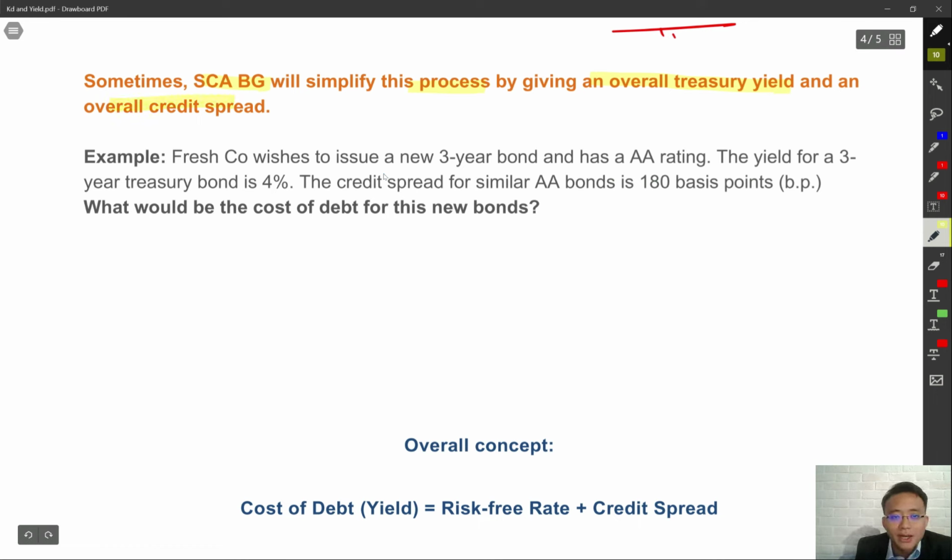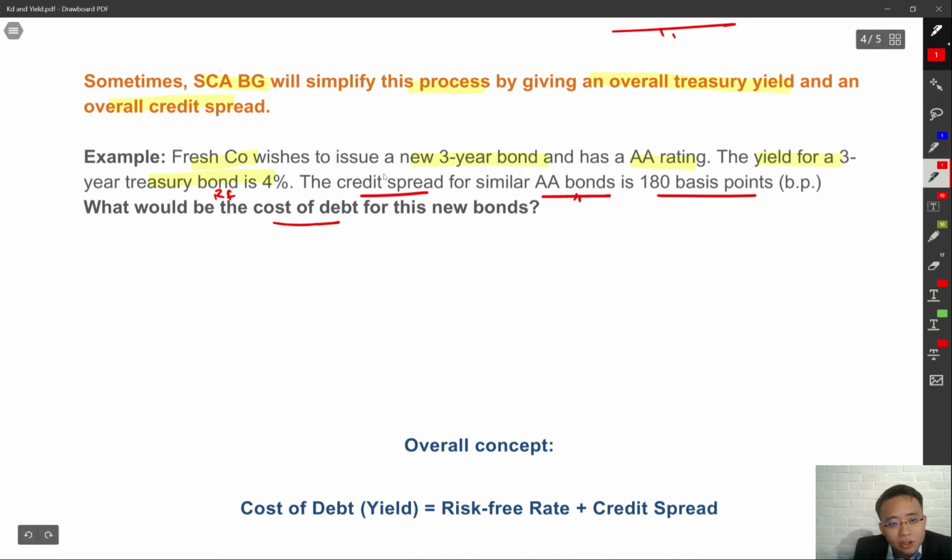Now, what do I mean by that? Look here. Freshco wishes to issue a new 3-year bond and has a AA rating. The yield for a 3-year treasury bond is 4%. So they have just told you the risk-free rate, similar only in the sense that it's 3 years. The risk-free rate for 3 years is 4%. And a credit spread for AA bonds is 180 basis points.